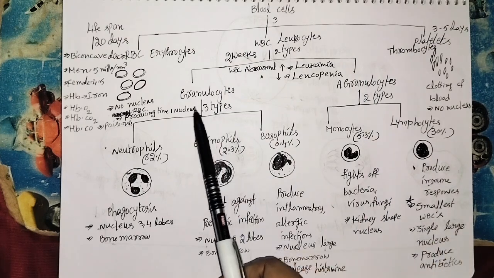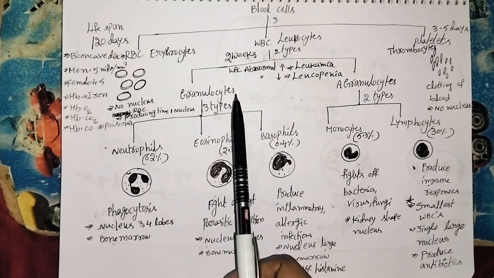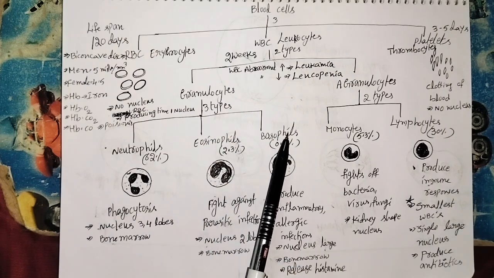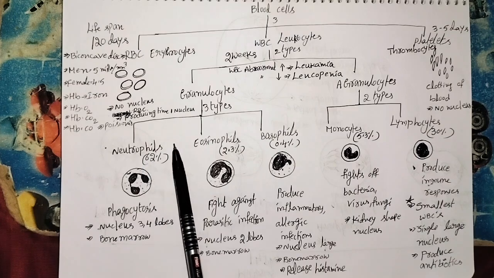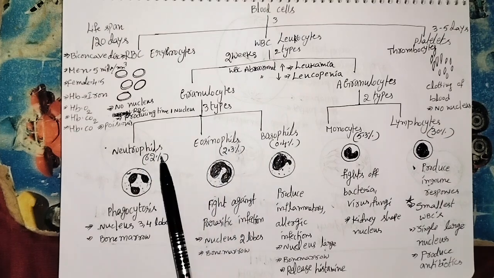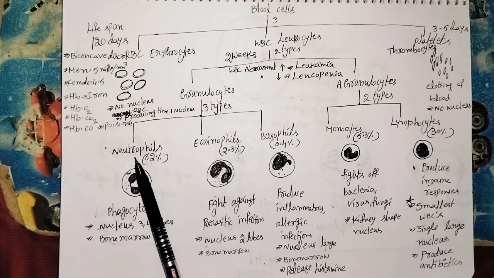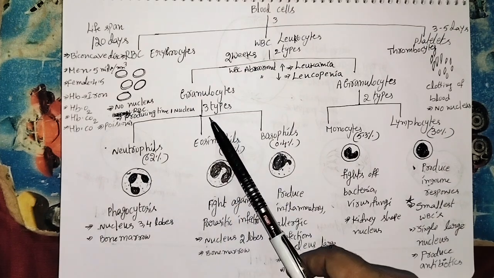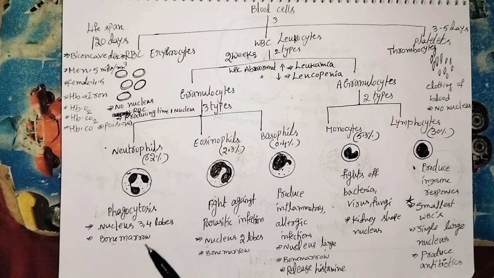In the granulocytes we will learn a small trick. These are 3 types. Fills means granules, so you will identify fills. These are all granulocytes. The 3 types are neutrophils, eosinophils, basophils. Neutrophils 62%, eosinophils 2.3%, basophils 0.4%.